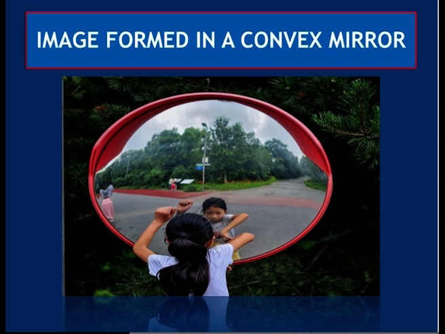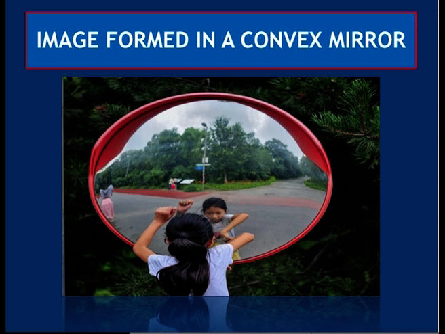What do you see, children? This is the image of a girl standing in front of a convex mirror. Okay children, this is the image formed by a convex mirror. How does the girl appear to you? The girl appears smaller in size, and more slim.